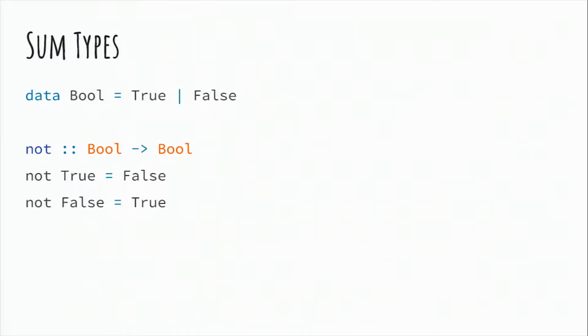So an example of a sum type is Boolean. You have two types, true and false, which contain one element. Now Boolean is the sum of those types, and it contains two elements, true and false. And you can write functions that map from Boolean to Boolean like not.